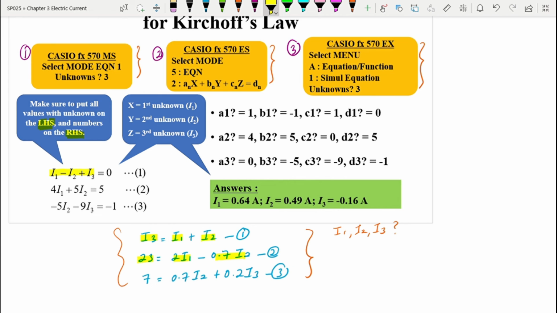Okay, macam dalam kes ni, equation yang kedua, ini sebagai contoh yang lain. Okay, this is another example. Okay, so dia susun semua yang ada unknown di sebelah kiri.